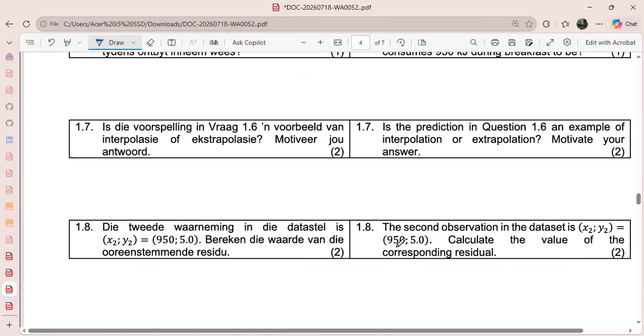Then for the residual, you remember we say Y minus the Y hat. The Y hat is your equation. The value of Y, you are already given, 5.0. Now the value of Y hat, for you to get it, you need to use the equation. On the equation, you will also have X. How do you get the X? You're going to use 950 so that you can get the Y hat. Then you say 5.0 minus the Y hat. Then you get your residual.